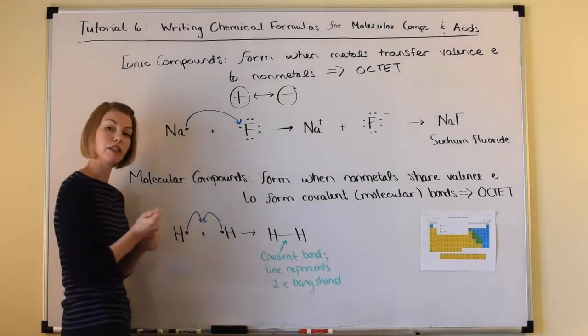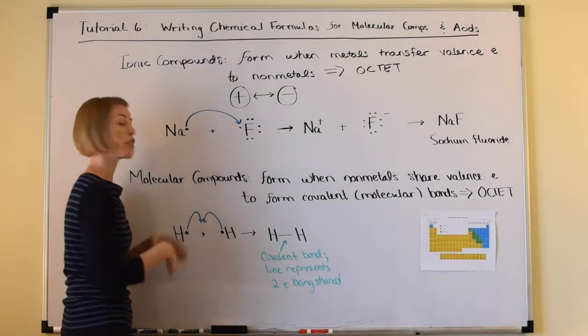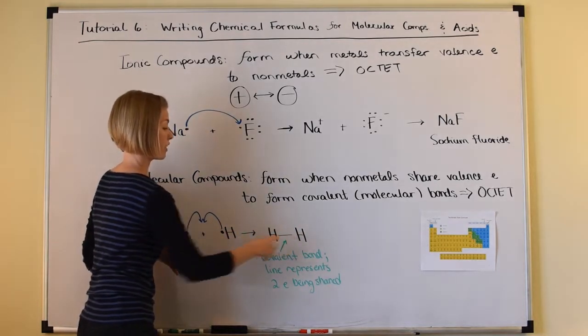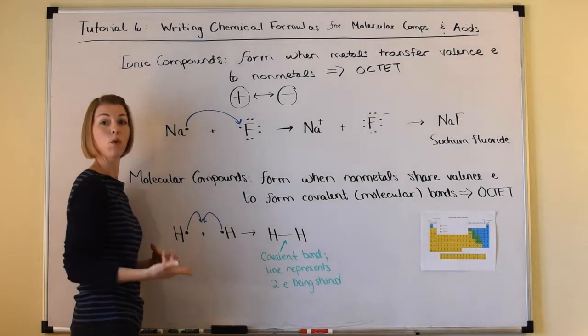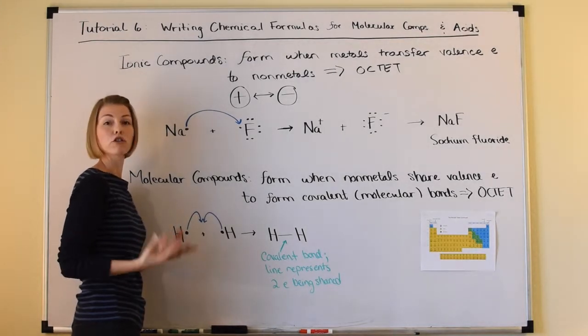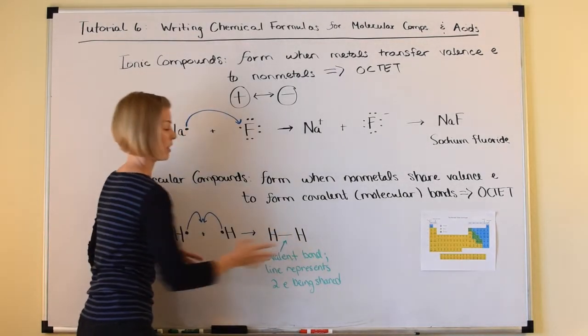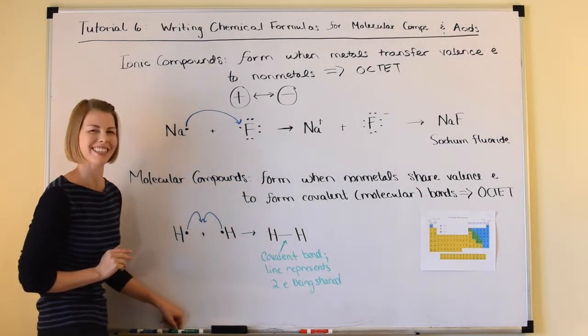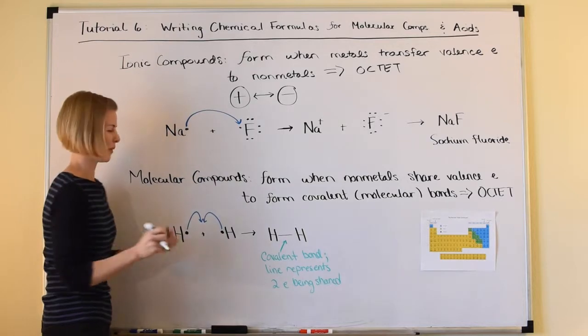Okay, two electrons being shared. Now, there are double bonds, and that would be two lines here. So that would represent 4 electrons being shared. There are triple bonds, so that would be 3 lines here. That would represent 2, 4, 6 electrons being shared, but we'll get to that in a later tutorial.